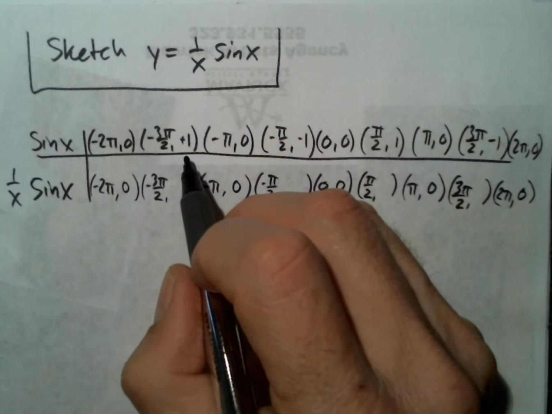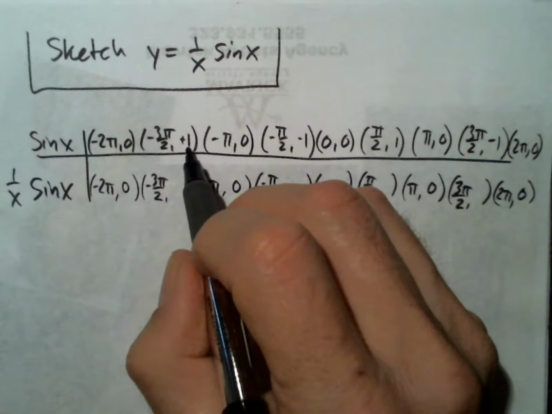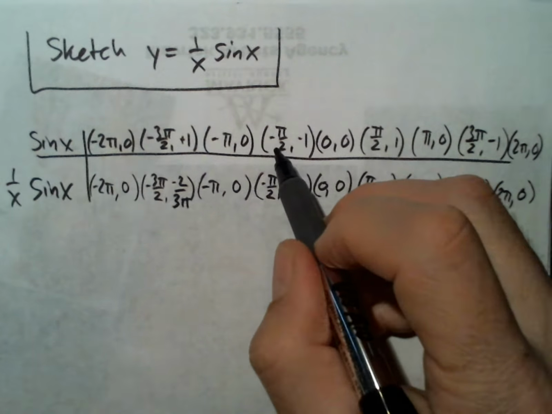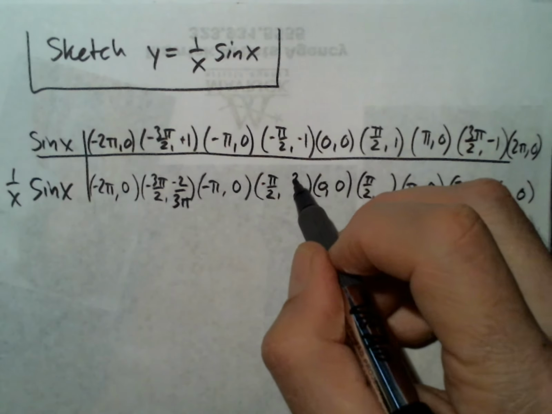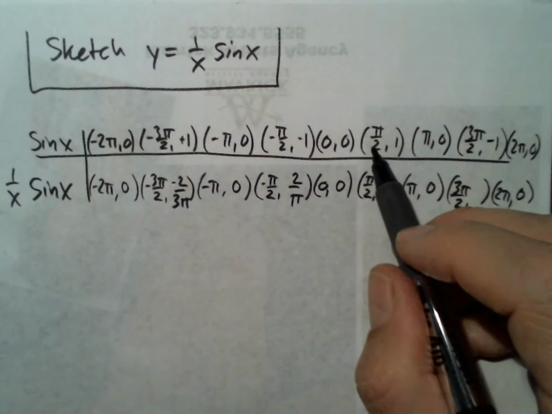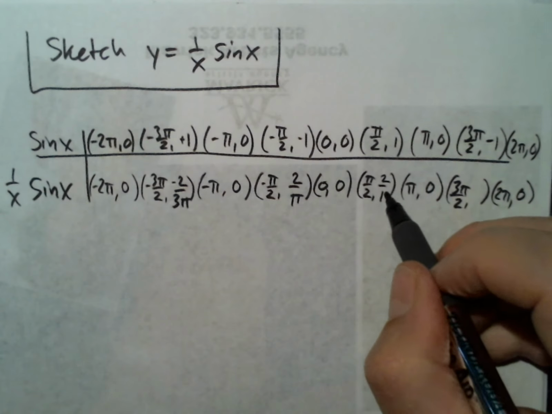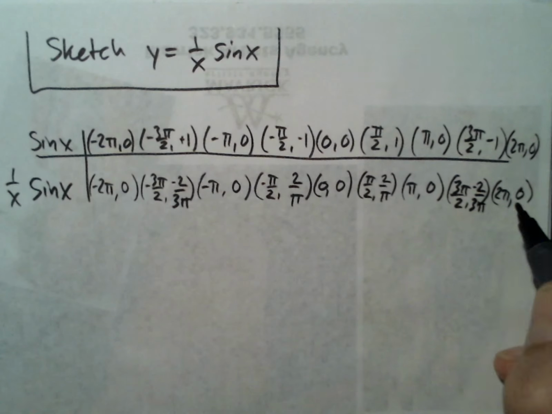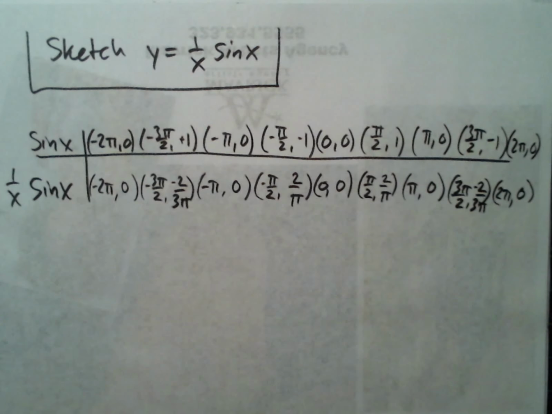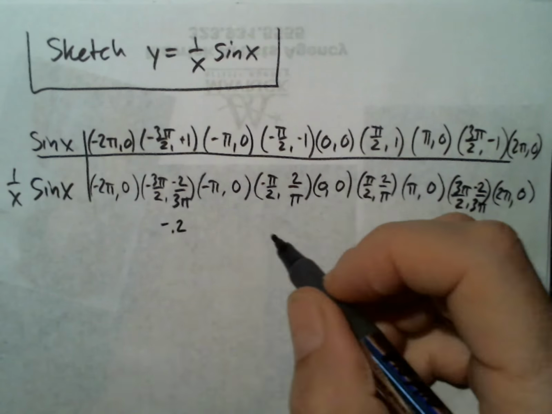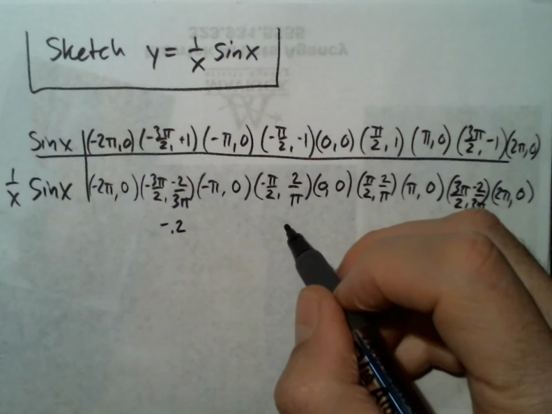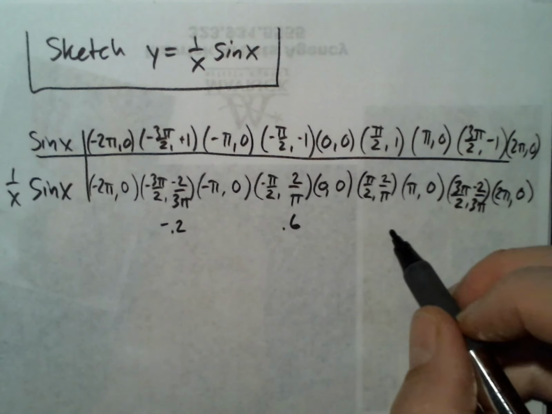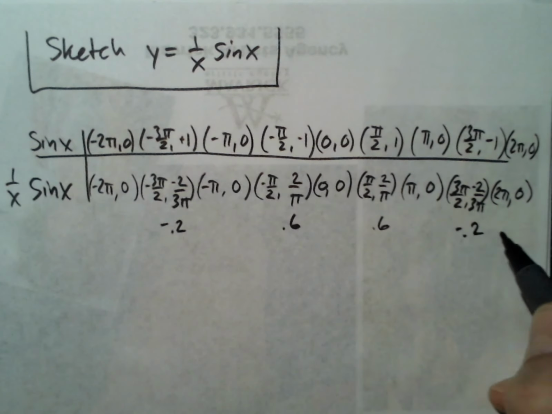And here we're going to have the reciprocal of this times 1. So that's negative 2 over 3 pi. The reciprocal of this times negative 1 would be positive 2 over pi. And the reciprocal times 1, 2 over pi. Reciprocal times negative 1, negative 2 over 3 pi. And let's just get some decimal values. We have negative 0.2, 0.6, and then 0.6 and negative 0.2.